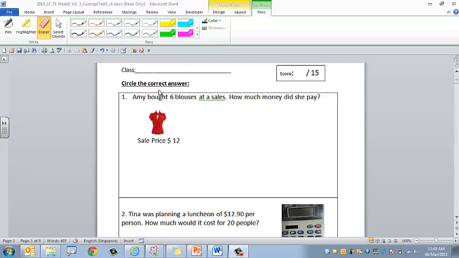Okay, let's take a look at question 1. Amy bought 6 blouses at the sales. How much money did she pay? So, let's take a look here.